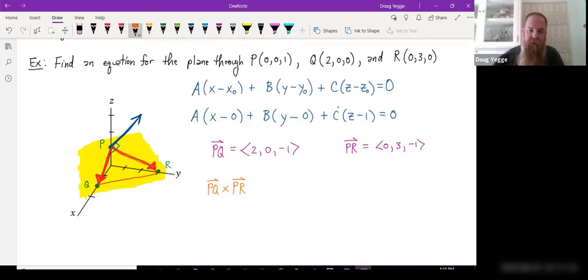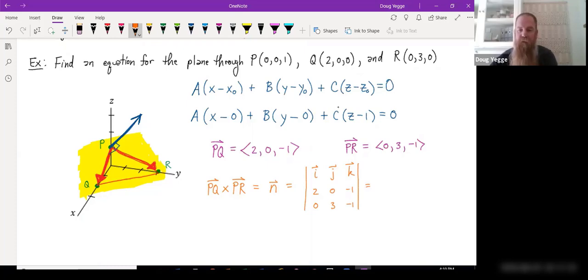Because that is going to represent our normal vector. PQ cross PR is normal to the plane. So let's set up our determinant. So I, J, K, and then we put PQ 2, 0, negative 1, and PR 0, 3, negative 1. And when we simplify, we end up getting our components.